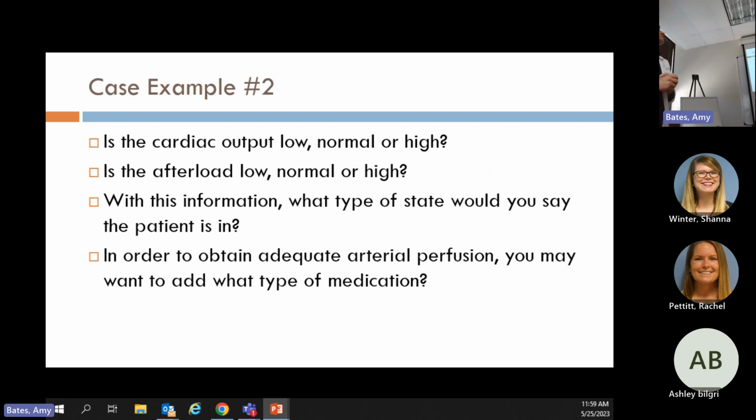What type of state would you say the patient is in? Septic shock, exactly. In order to obtain adequate arterial perfusion, you may want to add what type of a medication? Exactly.